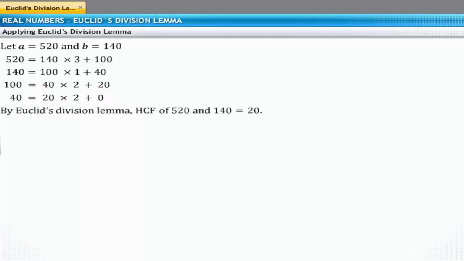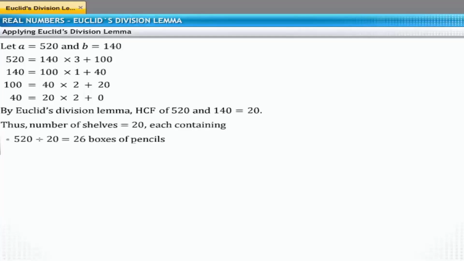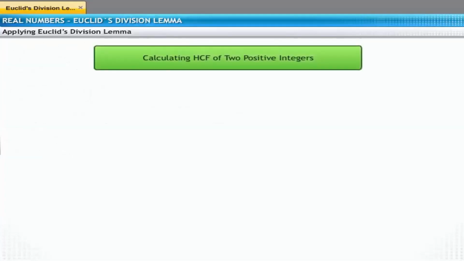By Euclid's division lemma, we found that the HCF of 520 and 140 is 20. Thus, Mr. Chatura can arrange his stock in 20 shelves, each having 26 boxes of pencils and 7 boxes of erasers. Now, let's observe the process of finding the HCF of any two given positive integers using Euclid's division lemma.